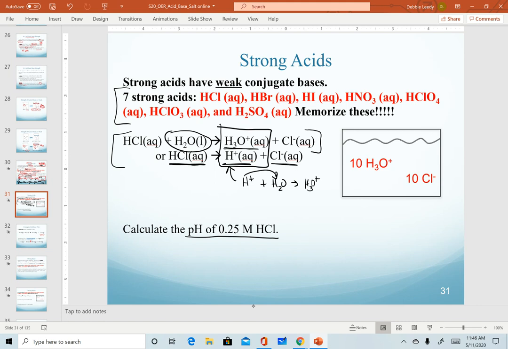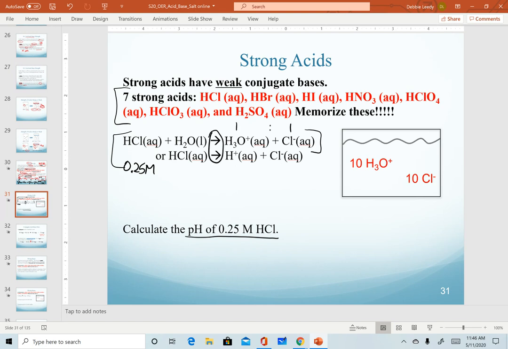I'm going to come back up and erase my markings on my equations because I want to use these to identify the amounts of substances. So if I'm starting with 0.25 molar HCl, realize that because this dissociates completely in a 1-to-1 ratio, the original concentration of HCl is my concentration of hydronium and chloride. Now, I don't care about the chloride concentration. Later on, that will become important. But for now, I just want to know my hydronium concentration.